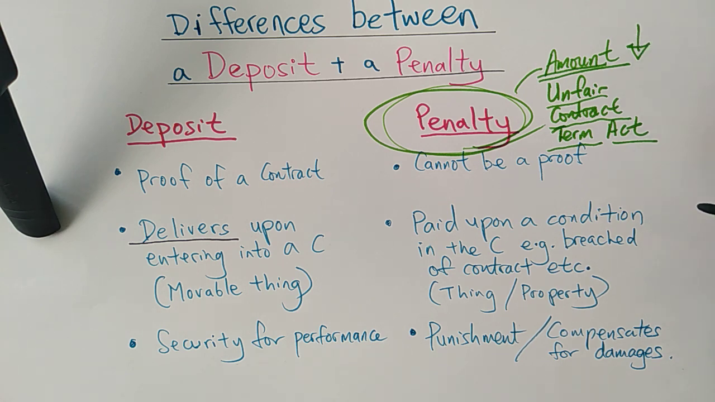The court has the power given by this Unfair Contract Term Act to reduce the penalty amount if the court thinks, only the court, not anybody else, that the penalty amount is excessively high. Only the court can decide to bring this amount down. So if the case doesn't actually go to the court, then whatever penalty amount is agreed between the contractual parties would have to be paid when the non-performance of a certain condition takes place. Okay, that's all for this part on the differences between the deposit and the penalty.